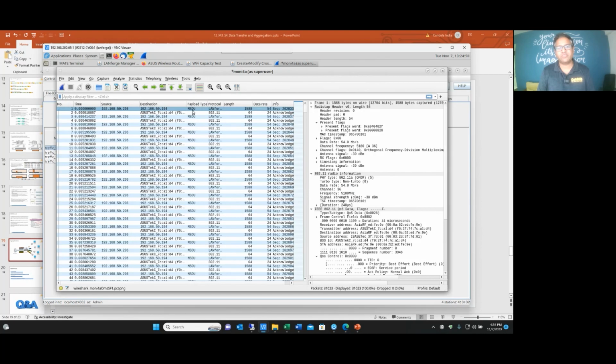And this is being transmitted at 54 Mbps. You can see the data frame is transmitted at 54. The acknowledgement is transmitted at 24 Mbps because acknowledgements are transmitted at lower data rates, right? So this is simple throughput without aggregation.